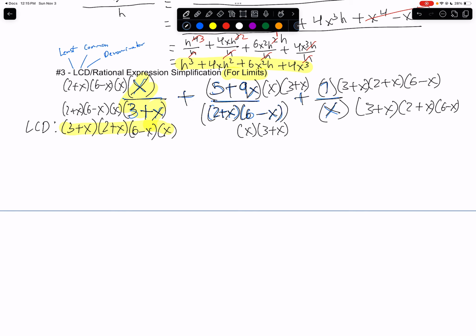Sometimes they expect you to FOIL it. I'm not going to FOIL each individual term of the numerator, because again, I expect you guys to know how to do that already.